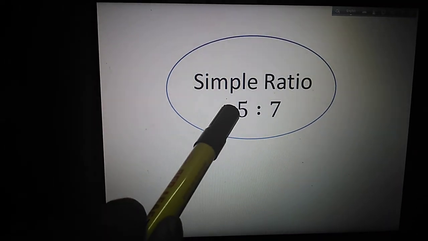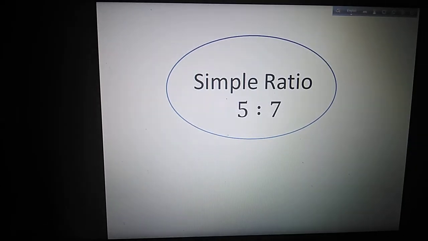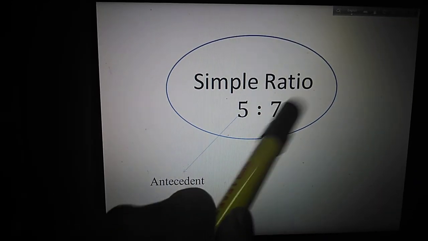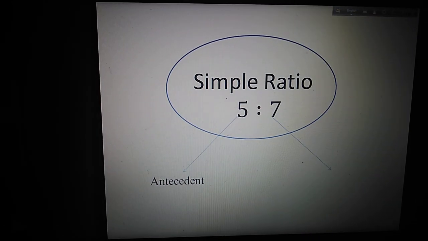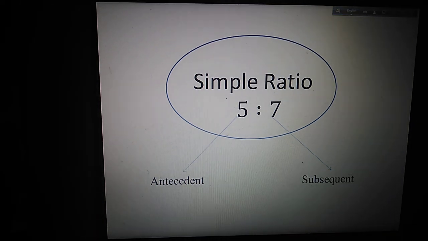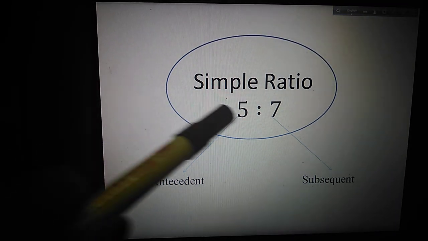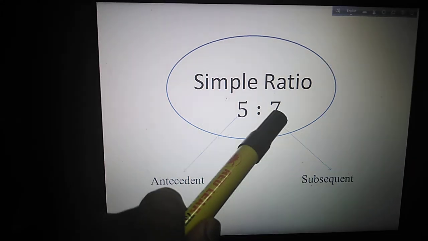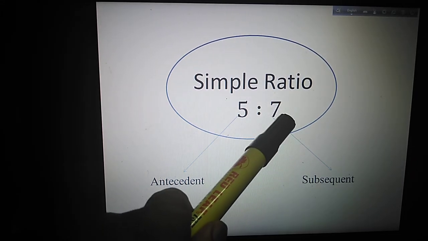Okay, so the first quantity of any simple ratio is known as antecedent, and the second quantity of any ratio is known as subsequent. Okay, that means first quantity of a simple ratio is antecedent, and second quantity of a simple ratio is subsequent.